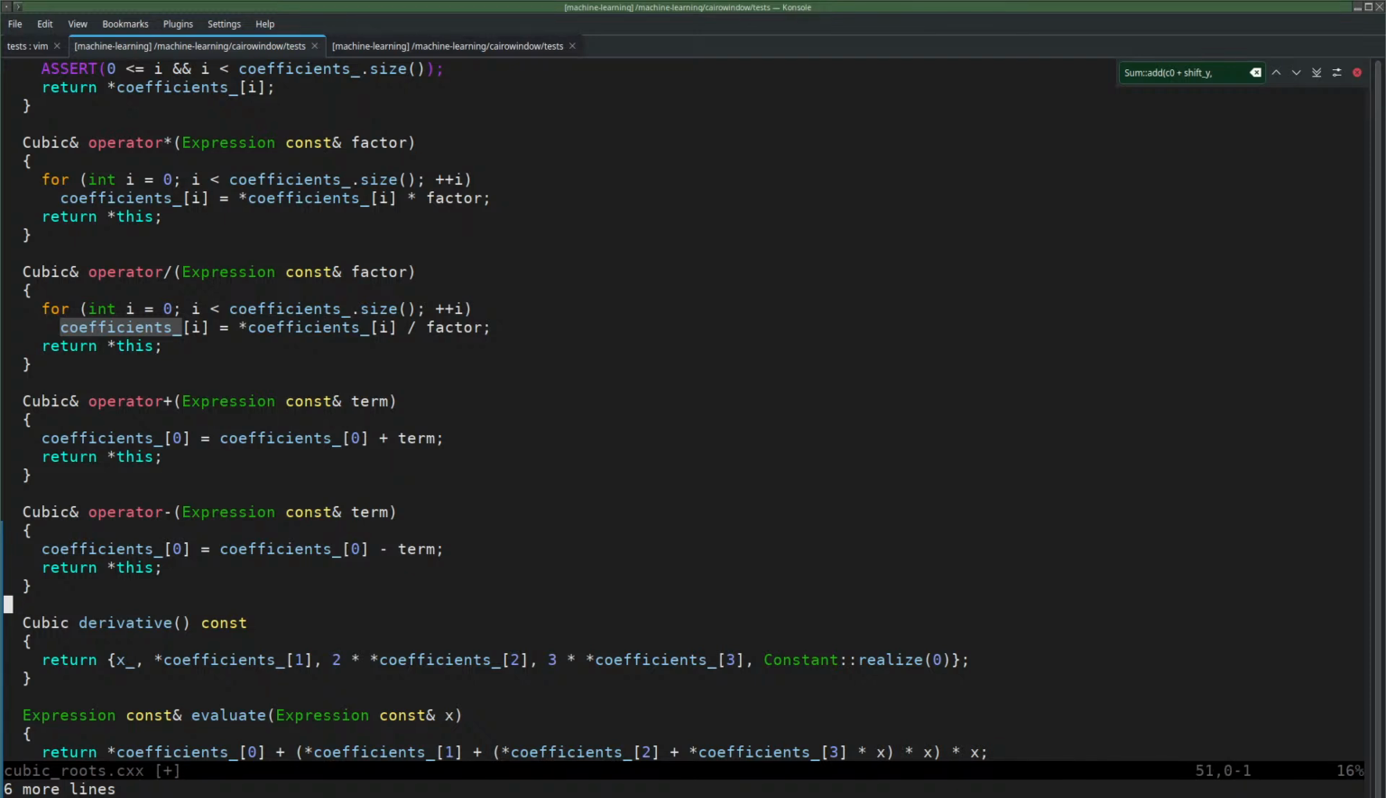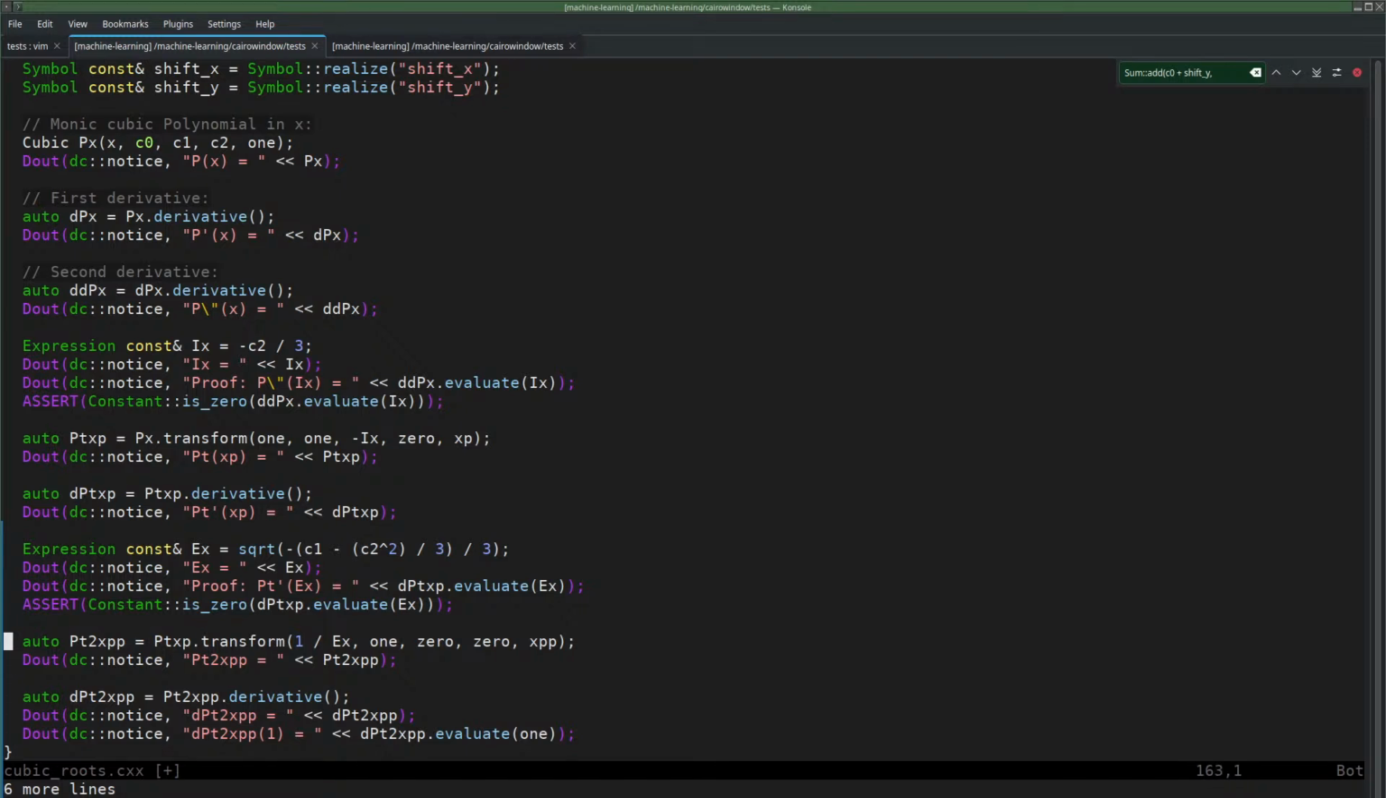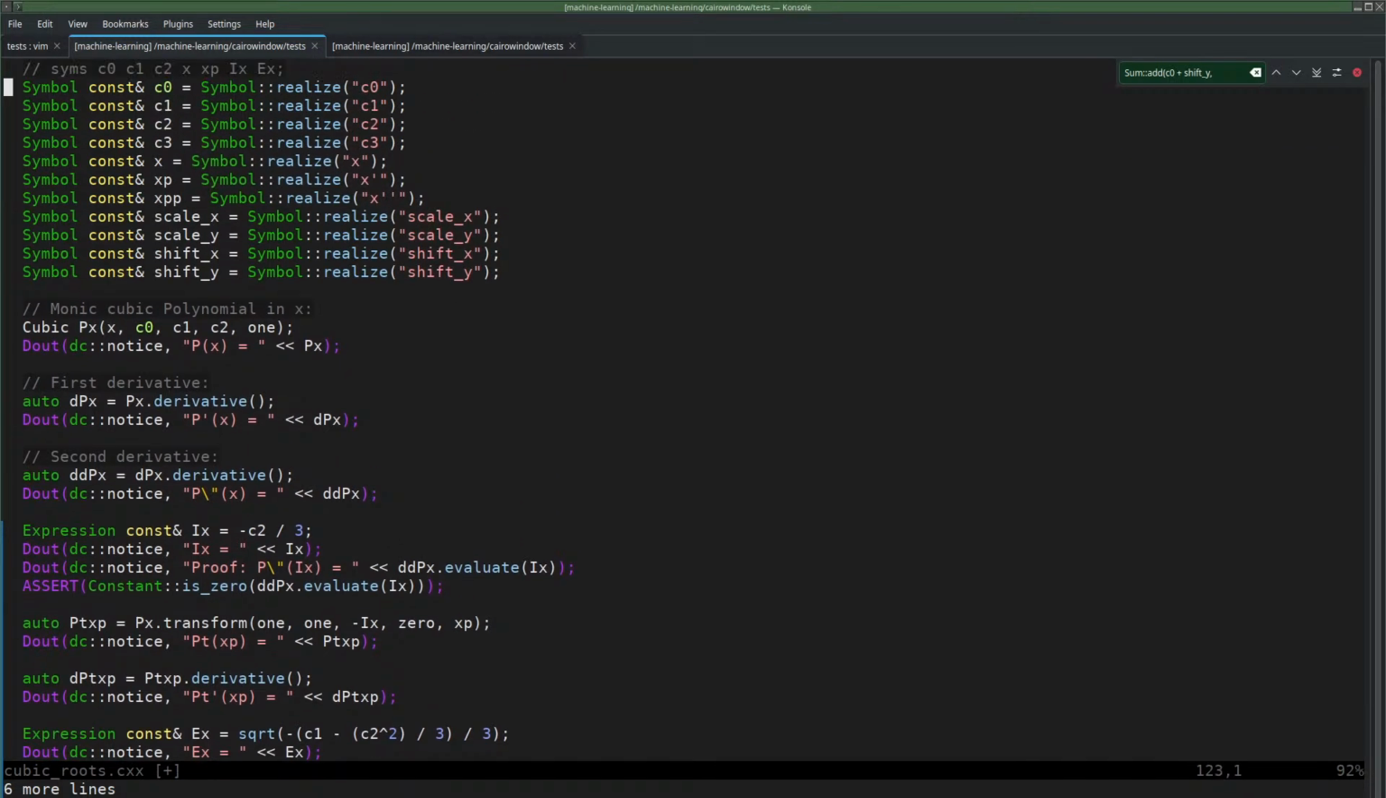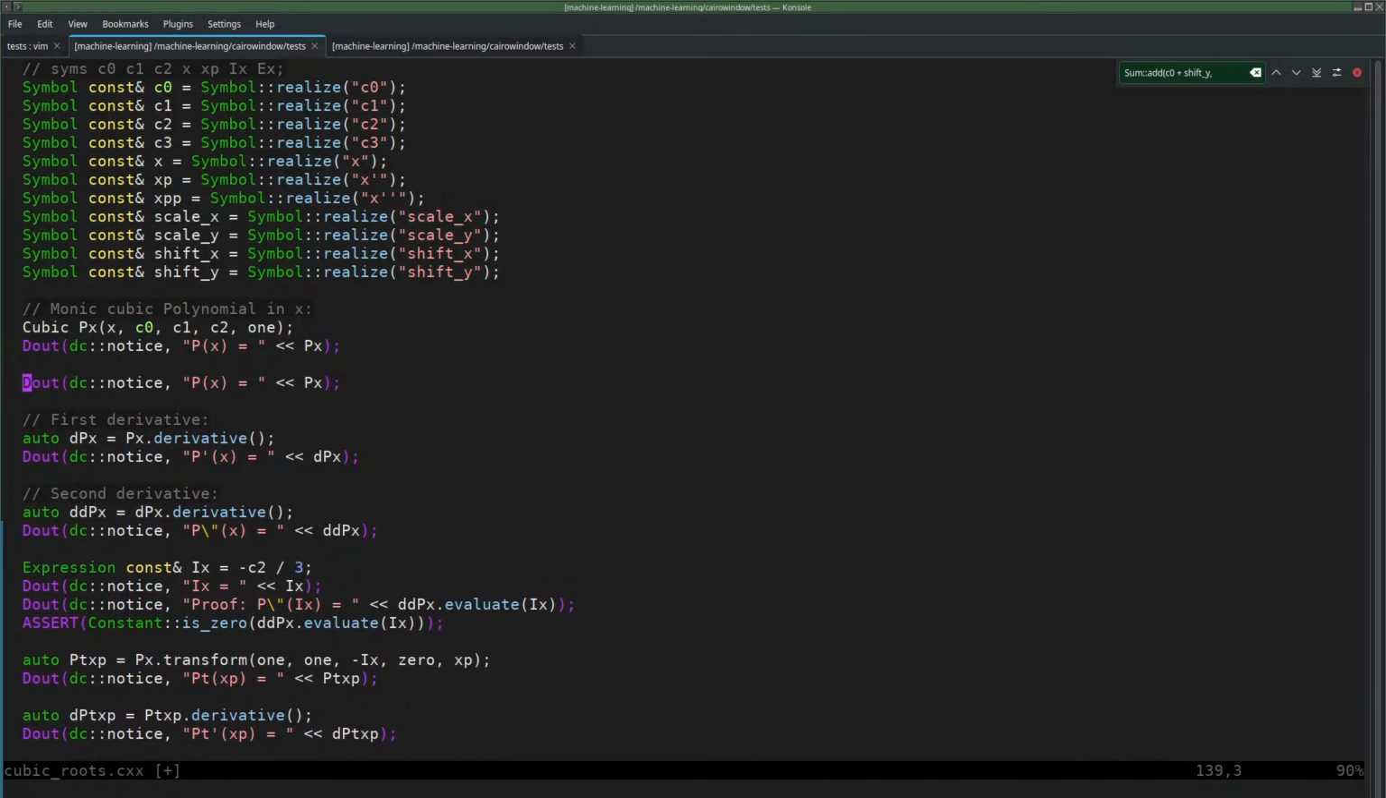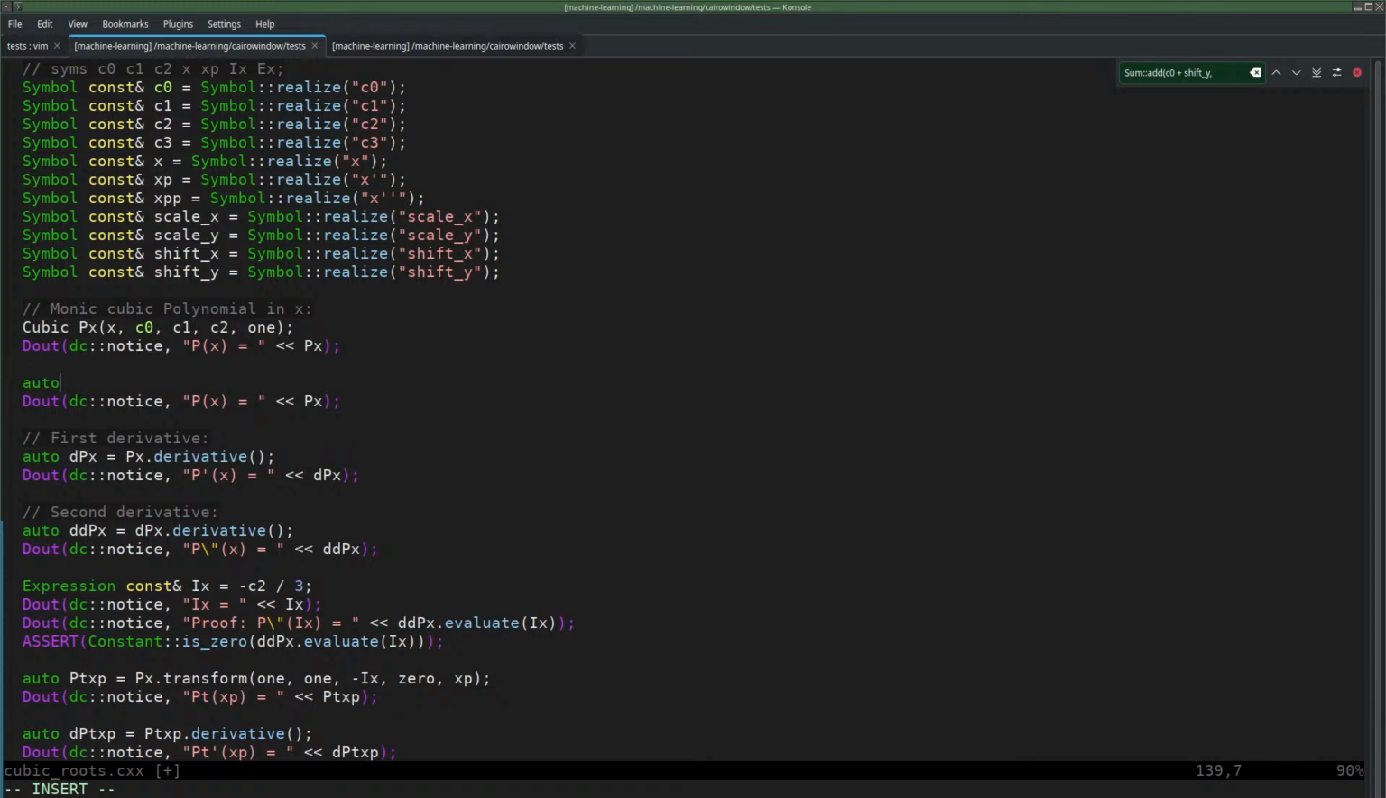Let's test these things out. So I'm having a cubic here, which I print. Let's print it again. Or let's, I don't know, auto something. Let's do this. Yeah, and I'm just changing it. So let's say px dot.